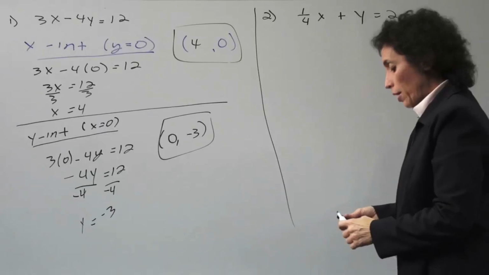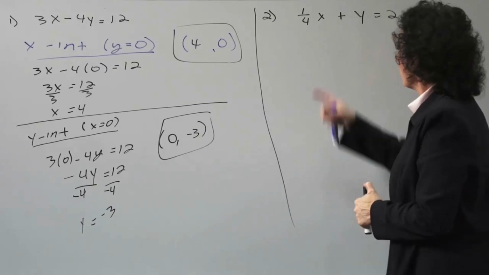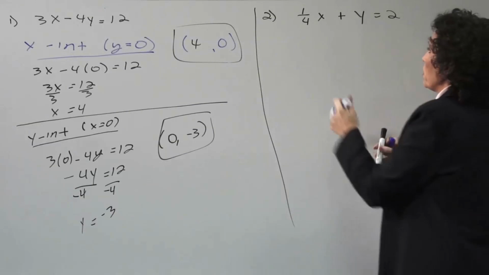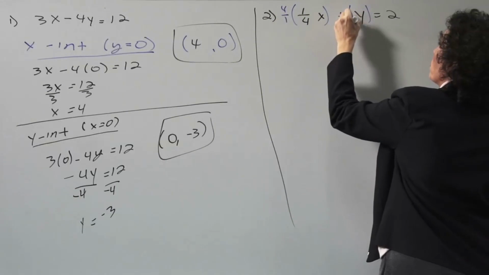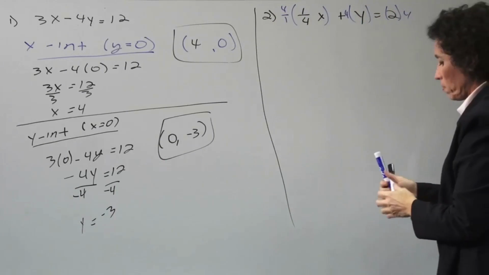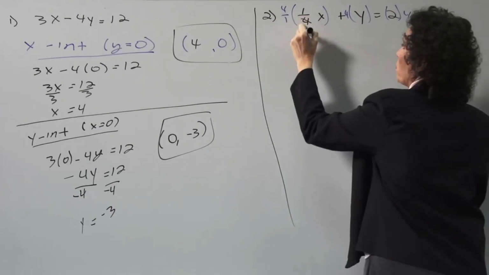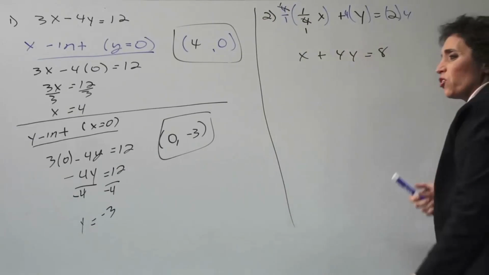Let's try this one. I don't know what you did, but I'm going to multiply everything by 4 to clear that fraction. Here we go. Multiply by 4. Multiply by 4. Multiply by 4. Reduce. We get x plus 4y equals 8. I think this is going to be easy.